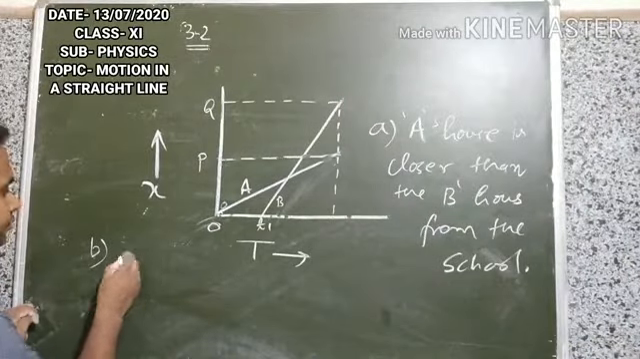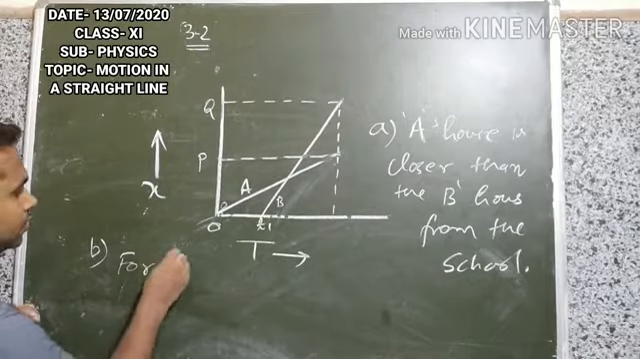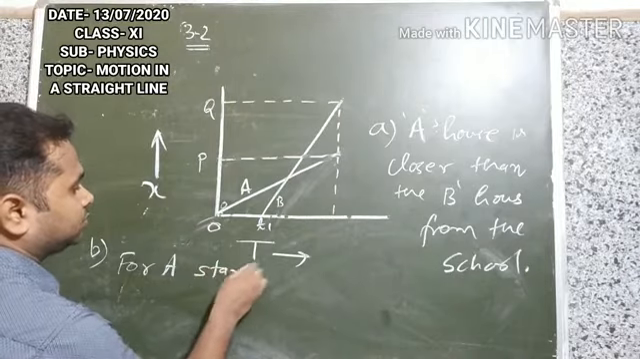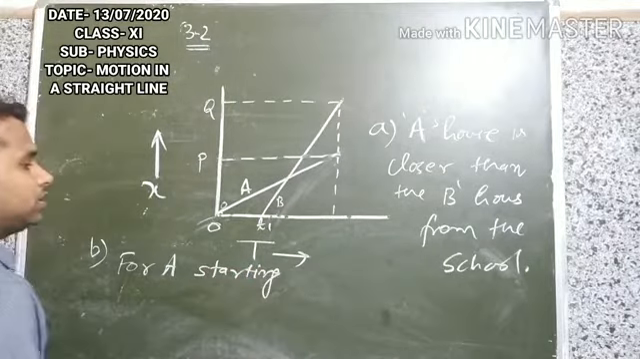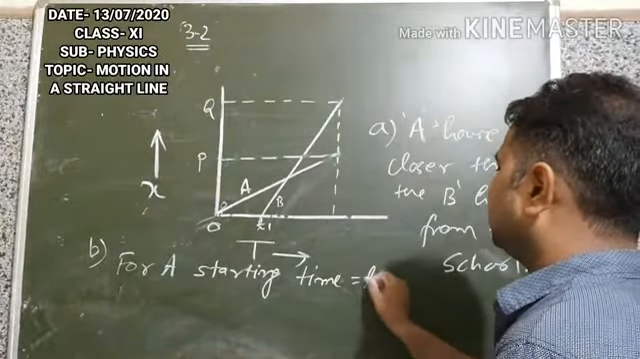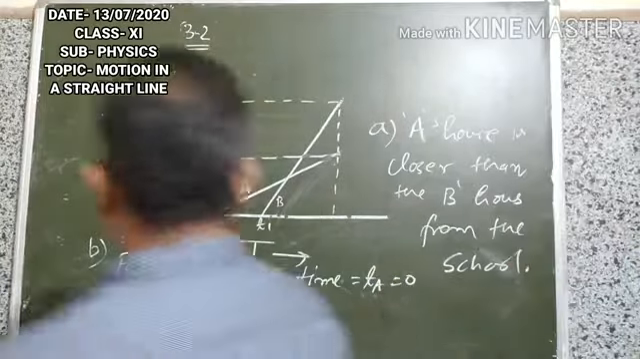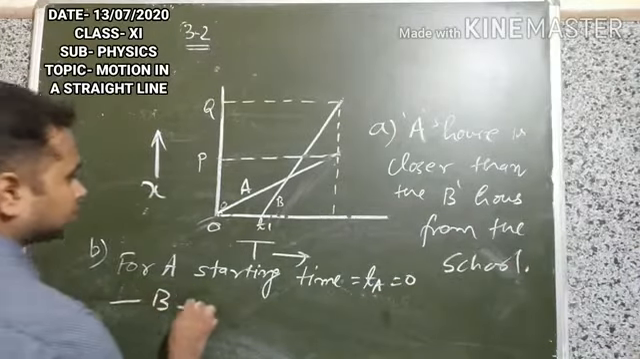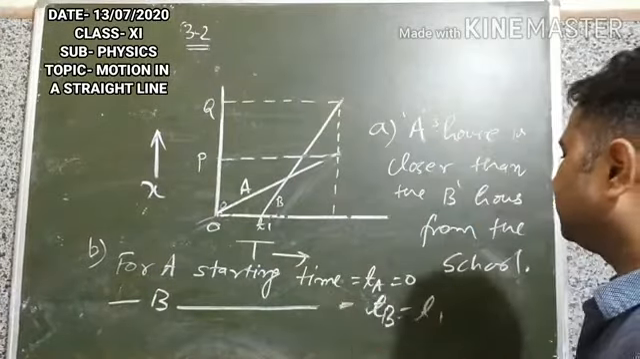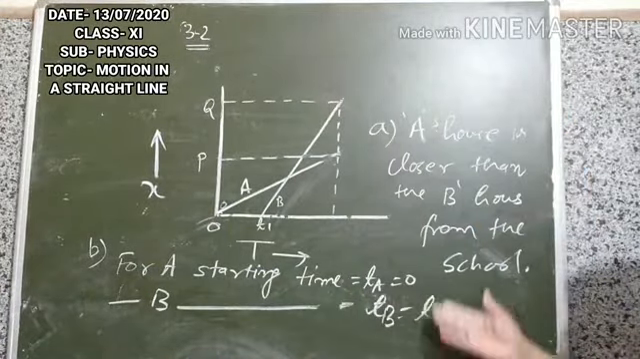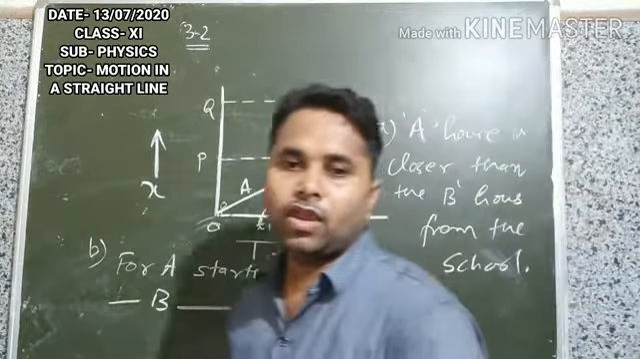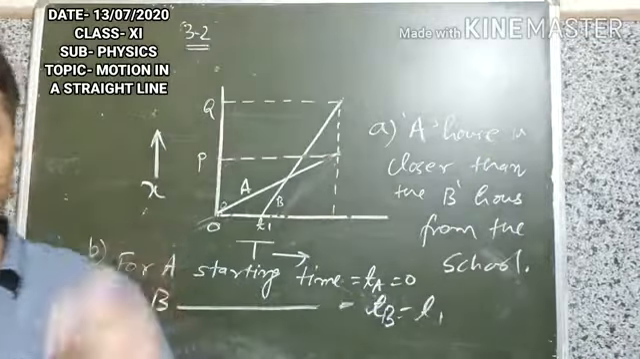It means A के लिए, see here, for A starting time क्या है आपके? स्टार्ट ऑफ द मोशन का टाइम जो है, starting time, it is 0, and for B starting time it is T1 here. So किसने पहले start किया? 0 obviously. So A starts first. Next question, C.